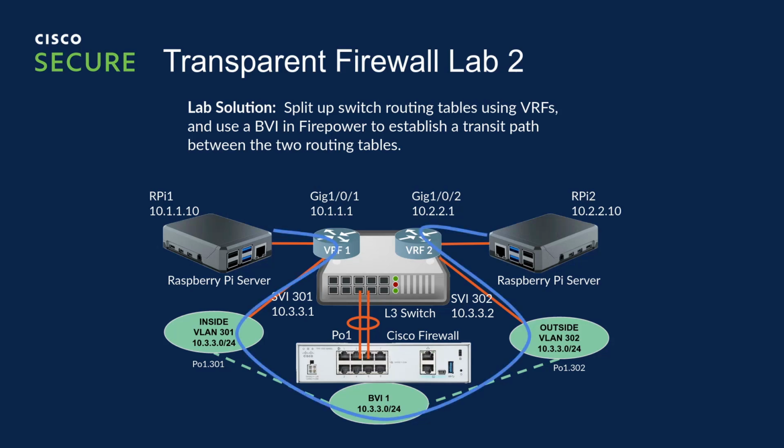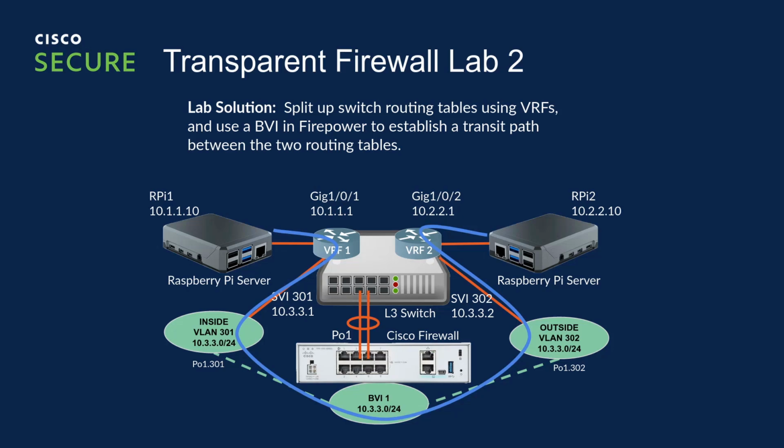So now anytime a packet comes in from Raspberry Pi 1 on the left to its default gateway, it's going to look up the routing table for its destination. In this case, if it's going to look up Raspberry Pi 2, that 10.2.2 network is going to have a route in VRF1. Where do we get to that? Well, we have to point 10.2.2.0/24 to the SVI 302 on the other VRF. That'll work because of the bridge virtual interface.